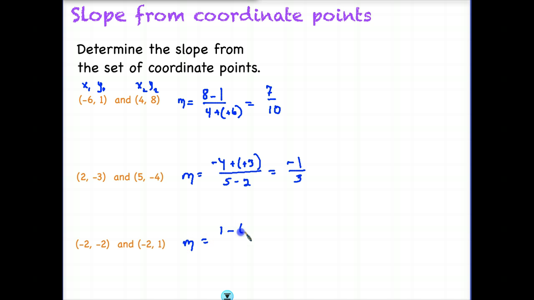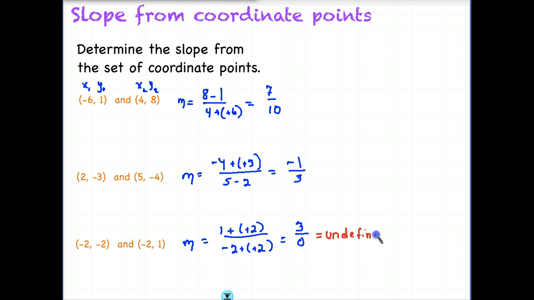And the last one. I have 1 minus a negative 2 over negative 2 minus a negative 2. Okay, I'll switch my negative to a positive, which means I'll switch that one to a positive. I'll do the same thing down here. Let's see what I get. 3 over 0. So that should give you a little bit of pause. Can you divide by 0? You should say no. No division by 0. So this slope is undefined.